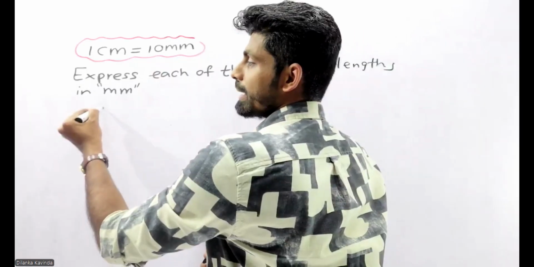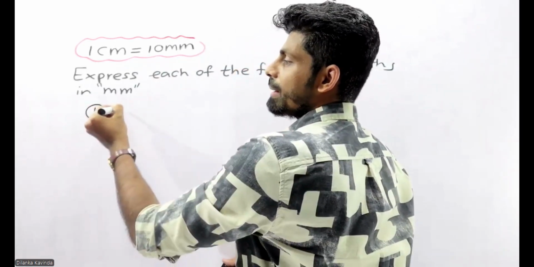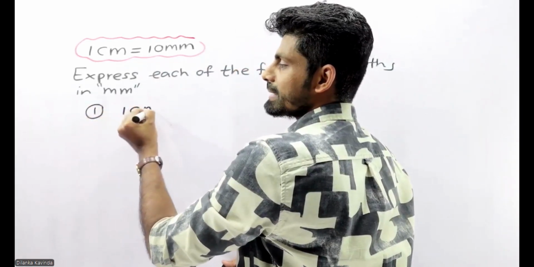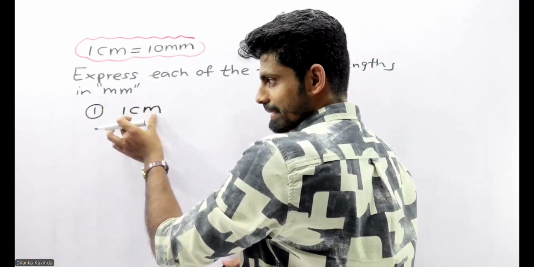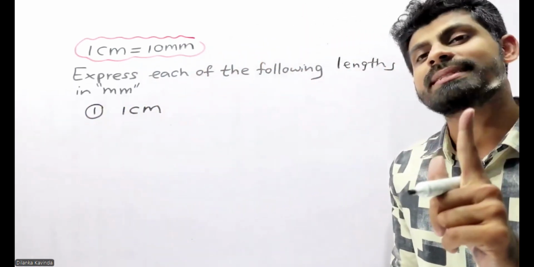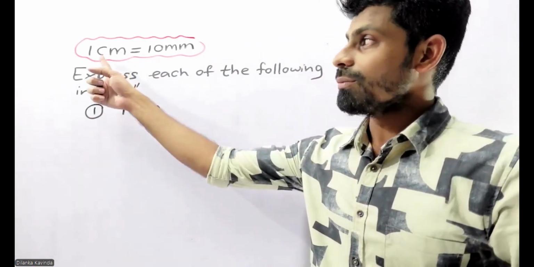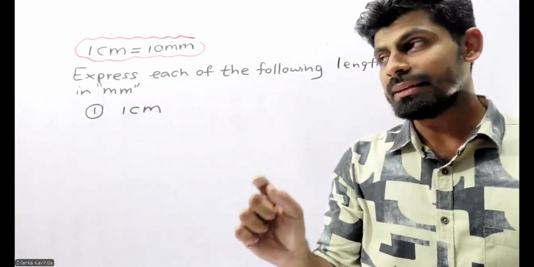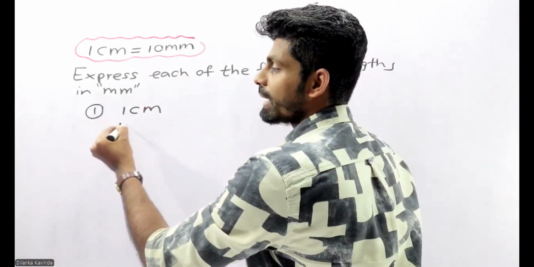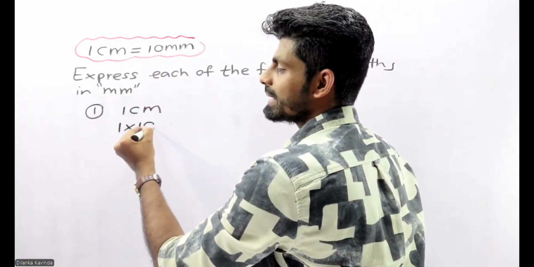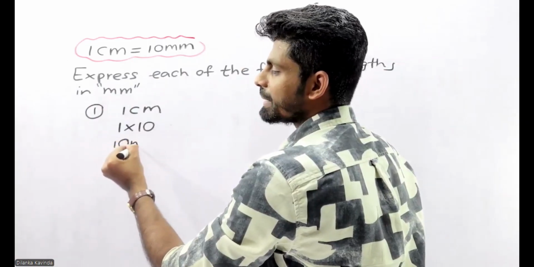Look at this one. Now I'm going to take 1 centimeter. How to convert it to millimeters? 1 centimeter means 10 millimeters. So that means 1 should be multiplied by 10. So that means 10 millimeters.